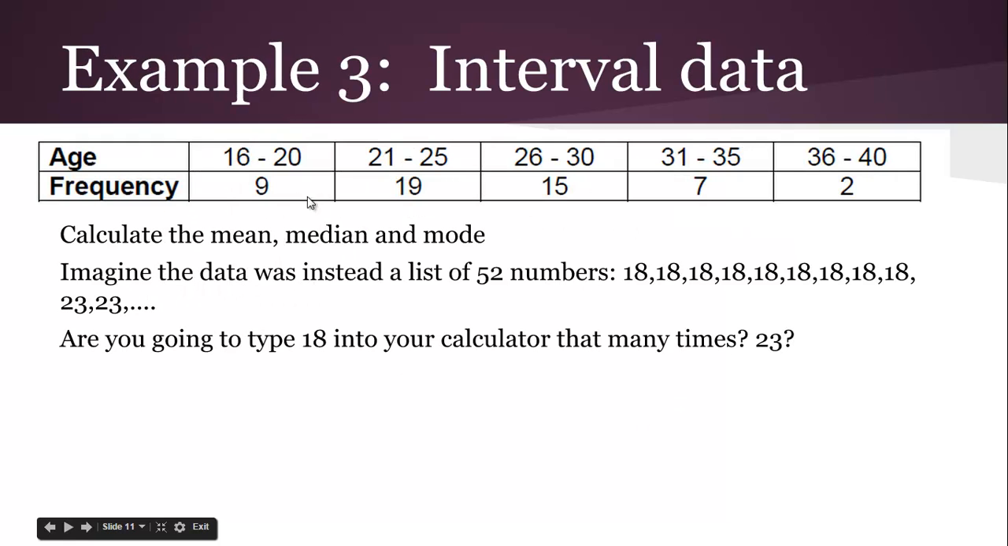To calculate the median, we just say, all right, if there's 52 numbers, we can cut that into 2 groups, 26 and 26. Wherever the 26th and the 27th number are, the average of those 2 numbers is what we want. 26th and 27th numbers are both in this category, so the median is 23. And the mode we can also say is 23, or we just say the modal interval is 21 to 25.